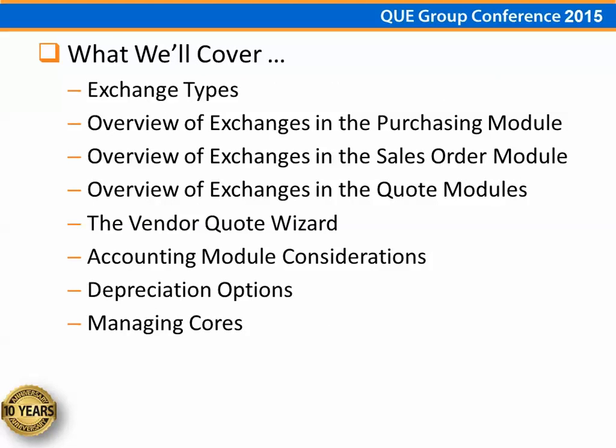So what I'm going to cover is I'm going to just talk about the exchange types in Quantum and go over that a little bit. I'm going to give an overview of the exchanges in the purchasing module, the sales order module, and the quote modules, so the vendor quotes, the customer quotes. I'm going to talk a bit about the vendor quote wizard, and that's in the repair module, and accounting module considerations, depreciation options, and managing cores. So if you guys have any questions, please let me know at the end. I have a lot of information, but I'll try to get through it quick.